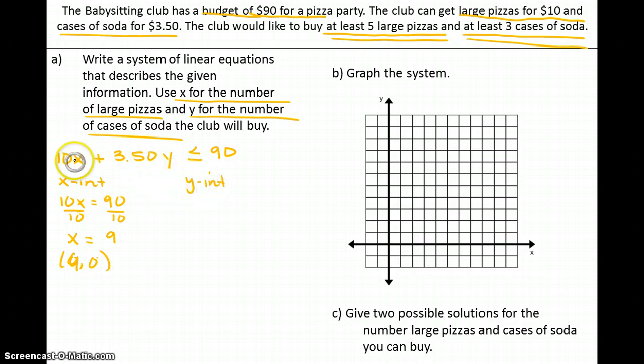Do the same thing for the y-intercept. Covering up the 10x, you're left with 3.5y is equal to 90. Dividing both sides by 3.5, y is about 25 if you were to round off. Looking at your graph, you do not have 25 lines on your y-axis, but you do have enough to go over for the 9s. I would recommend that you go by 3s for the y-axis.